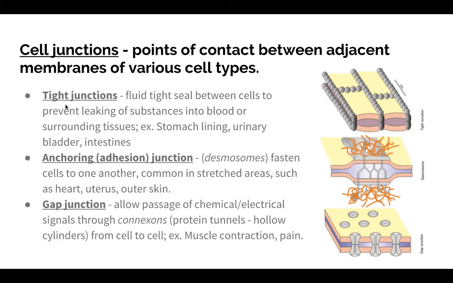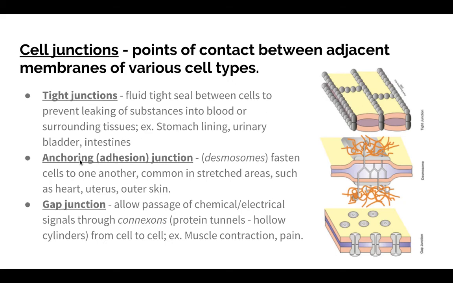The first one is a tight junction. A tight junction, just like the name indicates, is a fluid-tight seal that exists between cells to prevent leaking of their substances or other substances into your blood or surrounding tissues. For example, your stomach lining is made up of a bunch of tight junctions. Your urinary bladder, you don't want all of that waste to get into your body, and also your intestines. All of these are made up of tight junctions. And here's a little illustration to show you what a tight junction looks like.